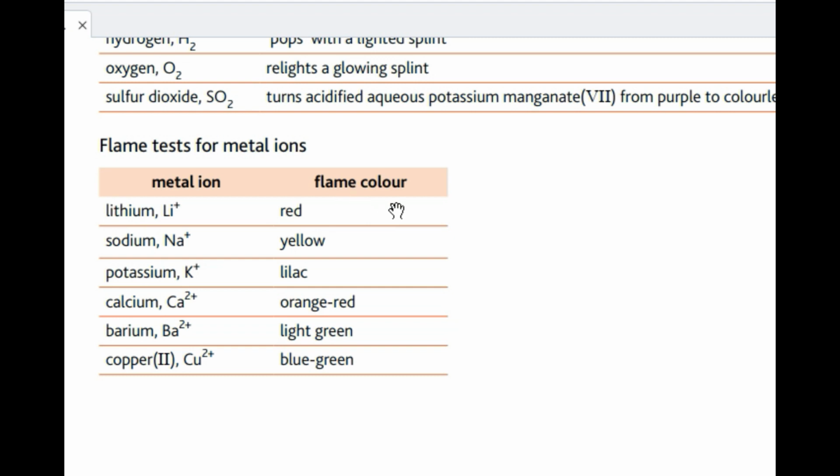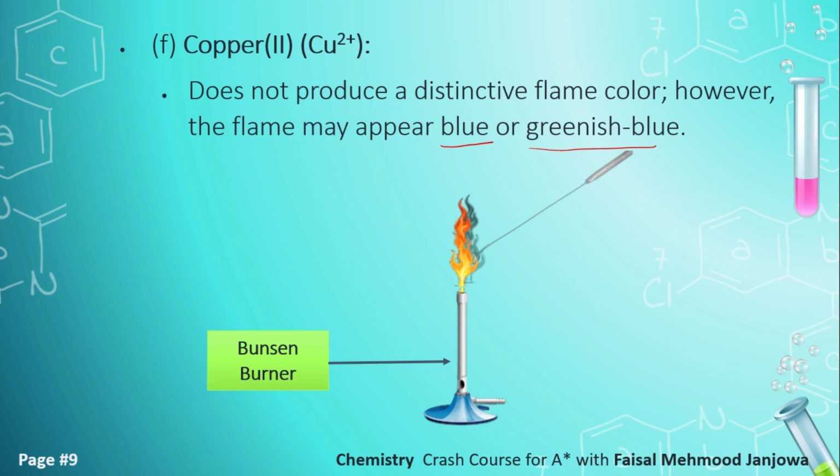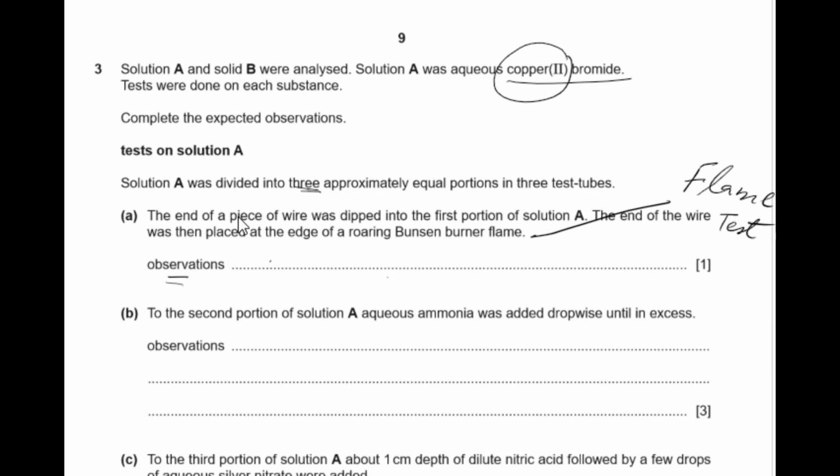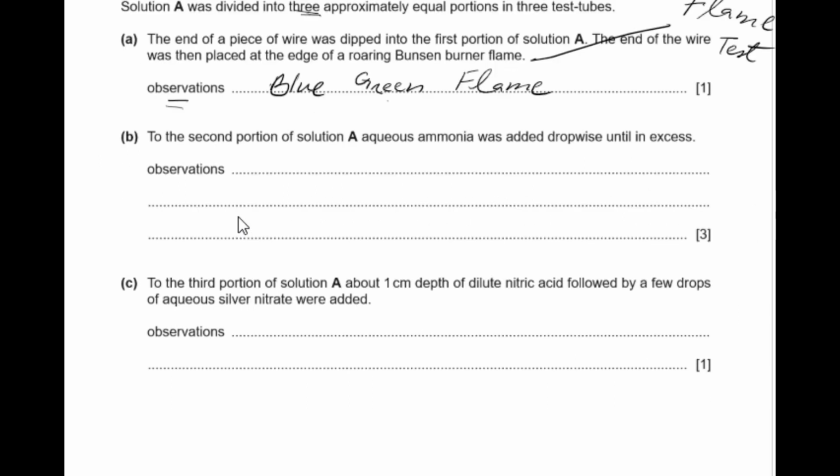So basically, this is a flame test, and we are required to give our observation there. Flame test is about metals. I'll say that there is a copper metal. Now look at the data sheet given along with the paper. As there were copper ions available, the flame color of copper is blue-green. So, blue-green here. To the second portion of solution A, aqueous ammonia was added dropwise until in excess.